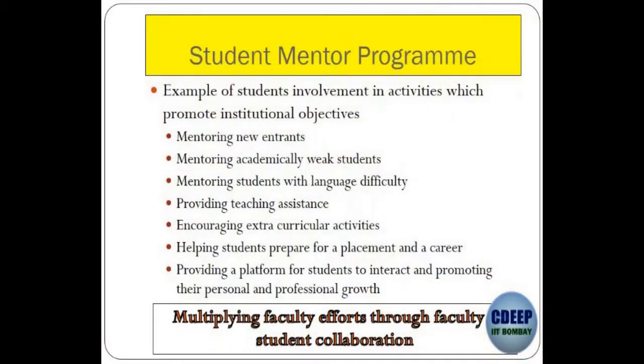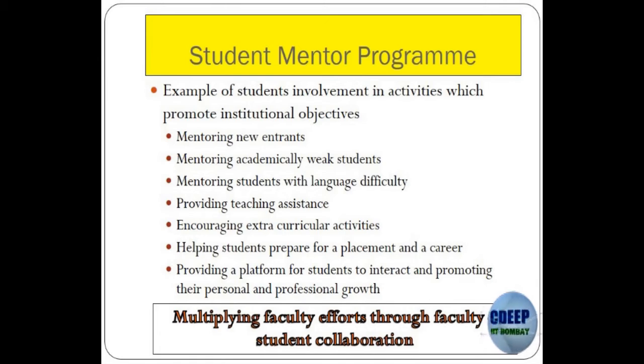As I was introduced, I am Nithyanand Prabhu, Department of Metallurgical Engineering and Material Science, and I also happen to be the faculty coordinator of the Student Mentor Program. The presentation that I'm going to be making is on the Student Mentor Program here at IIT Bombay. The Student Mentor Program is a very good example of involving students in activities which promote institutional objectives.